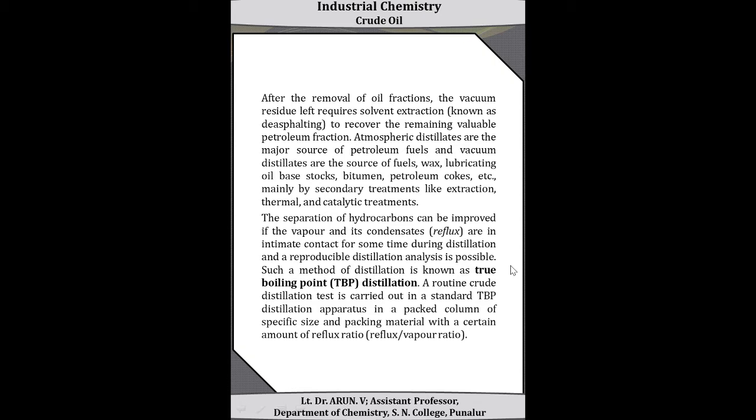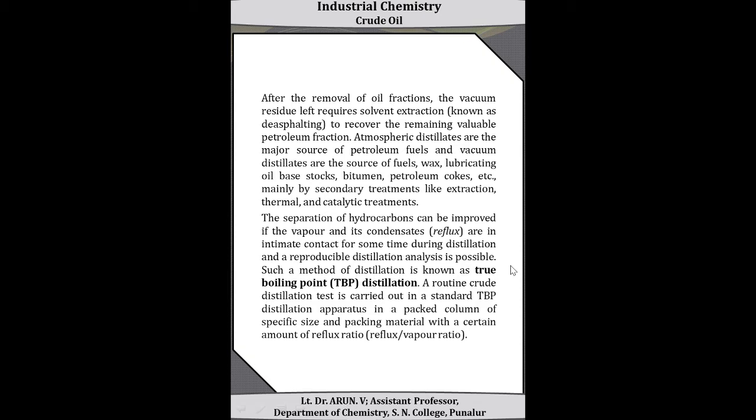Atmospheric distillates are the major source of petroleum fuels, and the vacuum distillates are the sources of fuels, wax, lubricating oil base stocks, bitumen, petroleum coke, etc. These fractions are obtained mainly by secondary treatment like extraction, thermal or catalytic treatment.